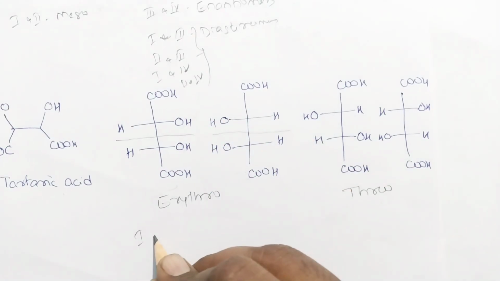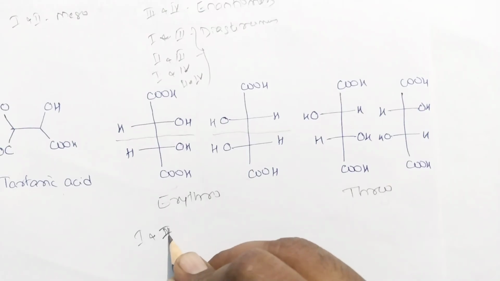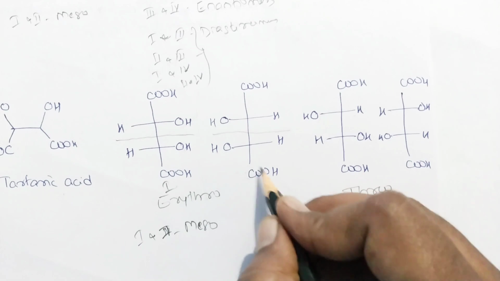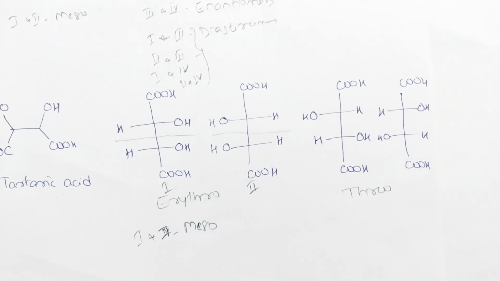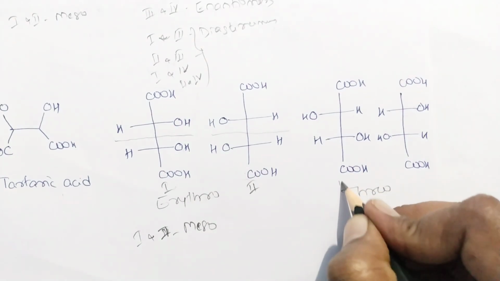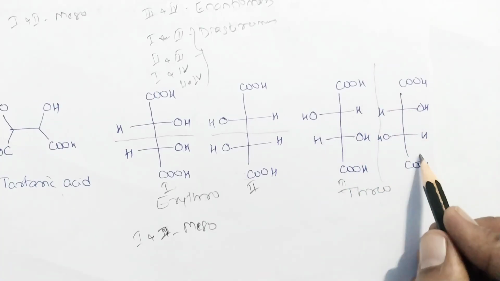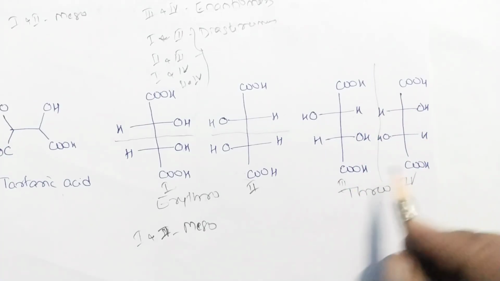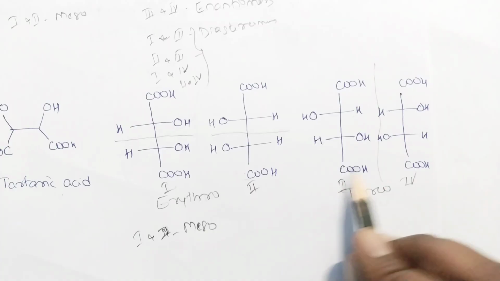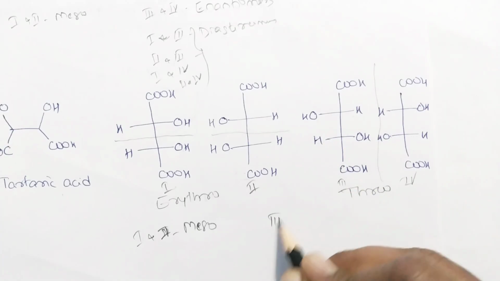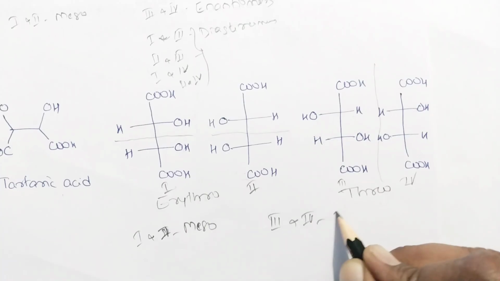Hence 1 and 2 are meso compounds. This is 1, this is 2. Let's look at the third compound. This is the mirror image of this. 4 is the mirror image of the third one, but these are not meso compounds because there is no plane of symmetry. Hence 3 and 4 are enantiomers.